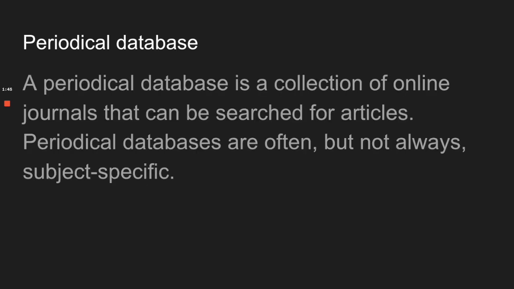A periodical database is a collection of online journals that can be searched for articles. So basically, the way a periodical database works is that they collect a bunch of different periodicals, magazines, newspapers, etc., and they have them all together in one collection that you can search with a search bar. So it makes it a lot easier to find articles that are related to your subject. There are many different databases, and sometimes they're specific to a certain subject, but not always.